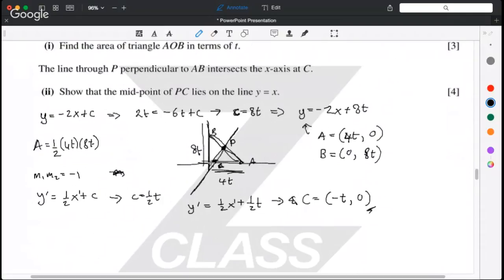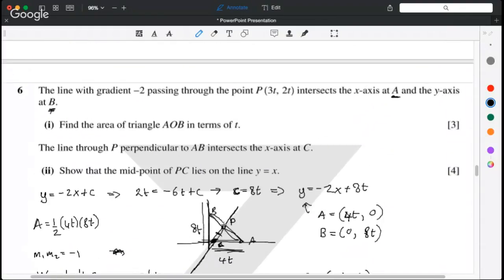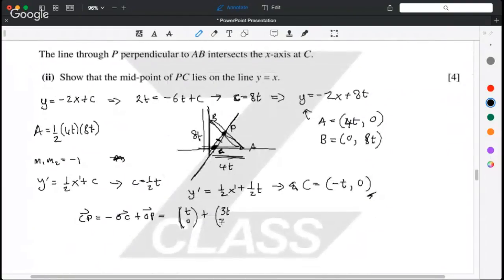So now they're asking us about the midpoint of the line CP or PC. Either one is fine. So let's look at the line CP. Well, as we saw before, the line CP is given by -OC plus OP, which is going to be (t, 0) plus P's coordinates, which are (3t, 2t), and that's equal to (4t, 2t). So that will take you from C to P.